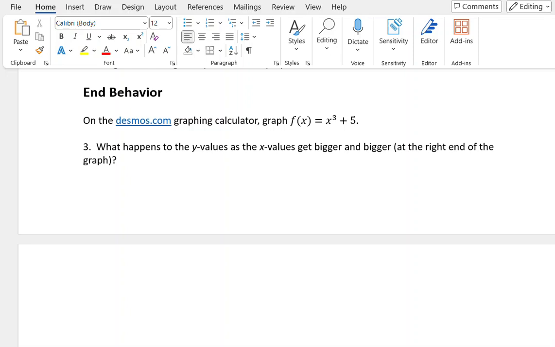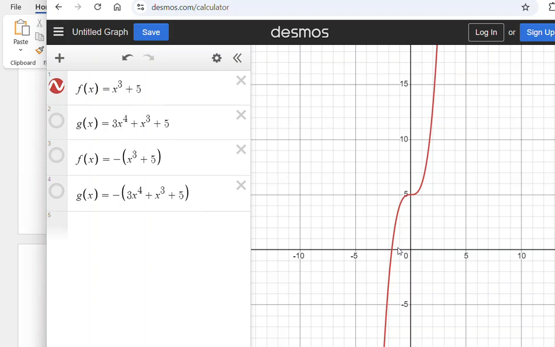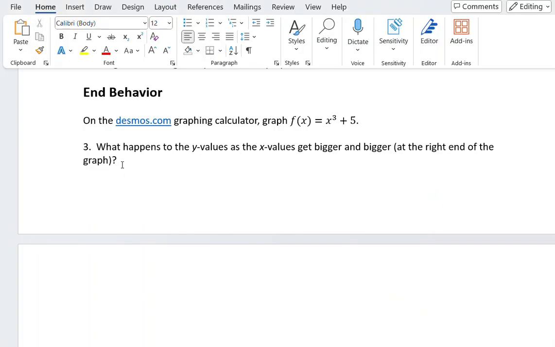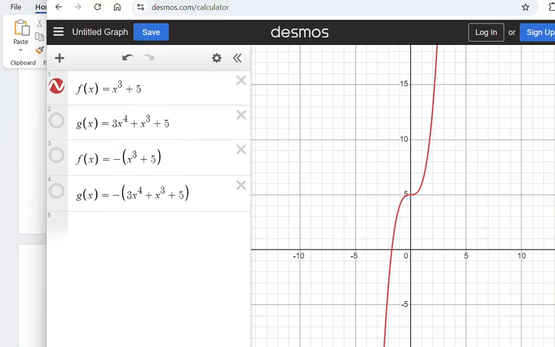In this video, we're going to talk about end behavior. So we're going to start by looking at the graph of f of x equals x to the third plus 5 on the Desmos graphing calculator. So here's my graph. The first question says, what happens to the y values as the x values get bigger and bigger at the right end of the graph?